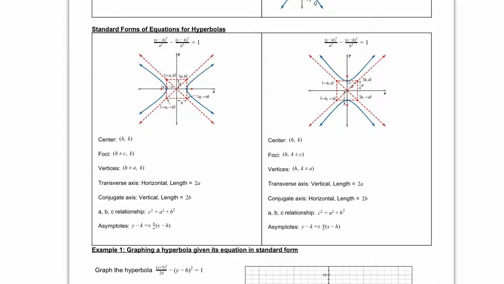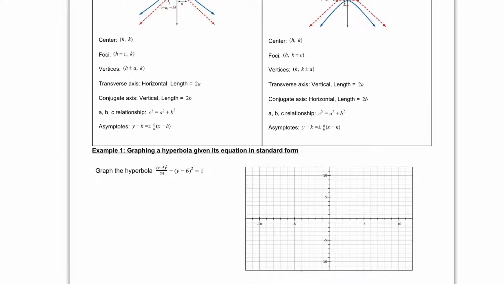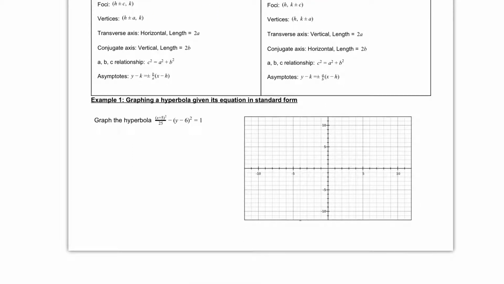In example 1, we are going to graph the hyperbola, which is in standard form for us already. So if we take a look, we have (x plus 5) squared over 25 minus (y minus 6) squared equal to 1. This is in standard form. The one thing we should recognize is that our y does not have a denominator. We could put that denominator in there. If it doesn't have a denominator, that means it's just over 1. So we could put that in there to make it a little bit easier for us to visualize what's happening.